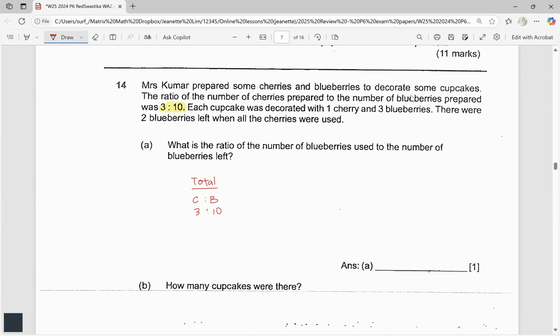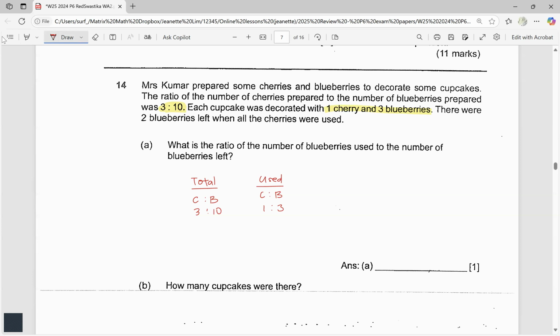But the amount that she used will not follow the same ratio. What is the ratio of the cherries to blueberries used? Now, if you look at every cupcake, you have one cherry and three blueberries, right? So if you have two cupcakes, you would have two cherries and six blueberries. But what's not going to change is the ratio. It will always be 1 to 3 if you simplify it. So the total amount used will be 1 to 3. We don't know how many cupcakes, but that is definitely the ratio regardless of the number of cupcakes that we have.